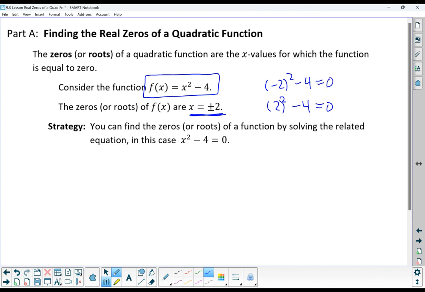So you can find the zeros, or the roots of a function, by solving the related equation. You can see that the equation is the same as our function. It's x squared minus 4, and we set it equal to 0. And then we can solve to get the two roots.